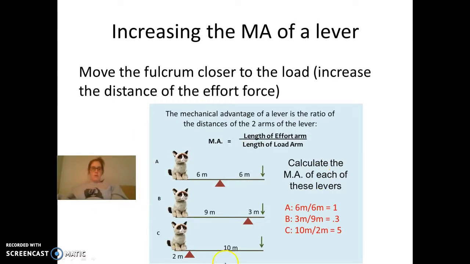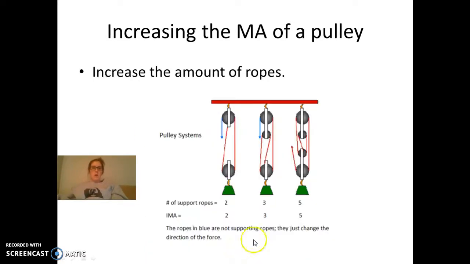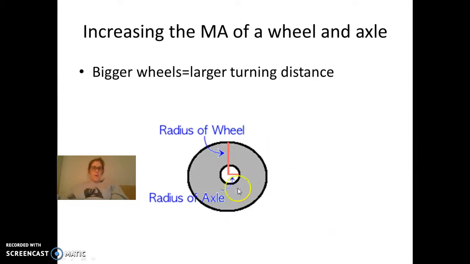With a lever, you're going to move the fulcrum closer to the load. With a pulley, you need to add more pieces of rope or lengths of rope. And then with a wheel and axle, you would need a bigger radius of the wheel. Think about a school bus. You're turning it a further distance.